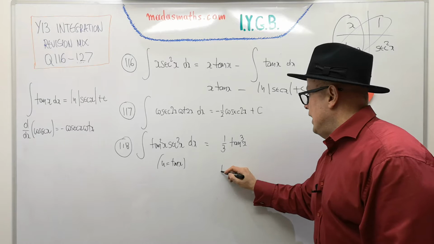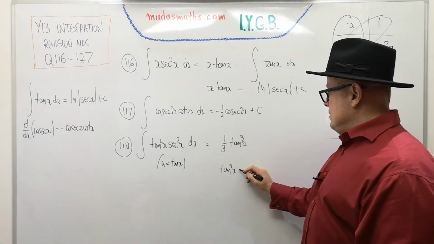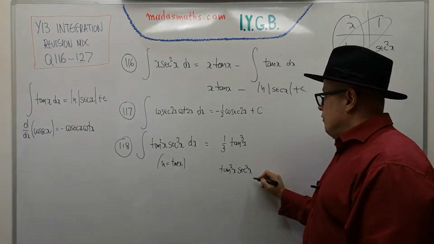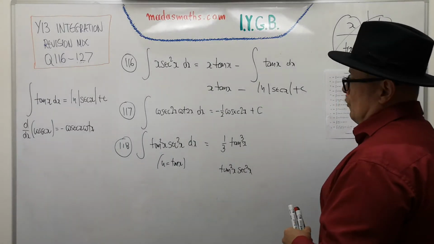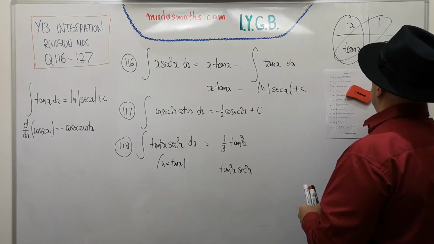And then I'm going to have the tan reducing the power by 1 to tan squared, times the differential of a tan, which of course is a sec squared of x, which is exactly what we got up there. You're welcome, of course, to try the substitution, but if you don't see how this is done.